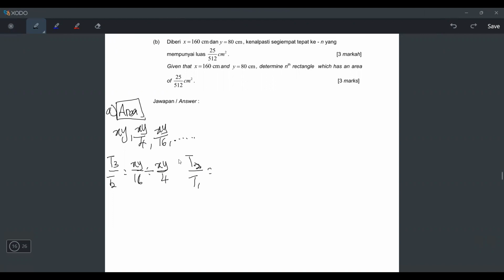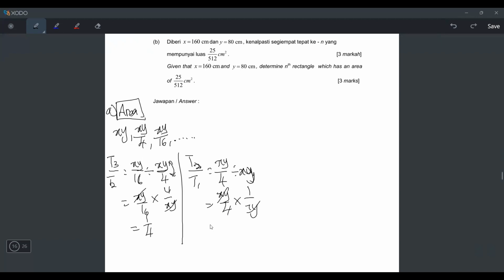And then what is T2 divide T1? xy over 4 divide xy. So let's see whether they give you the same answer, because if it's a geometric progression, it means that from here to here and here to here, they will have to multiply by the same number. That is why I take T3 divide T2 and T2 divide T1 to see whether they give the same value. xy over 16 divide becomes times, this will switch place. 4 on top, xy at the bottom. Cancel, 1 over 4. What about here? xy over 4 divide xy is actually times 1 over xy, cancel, 1 over 4.